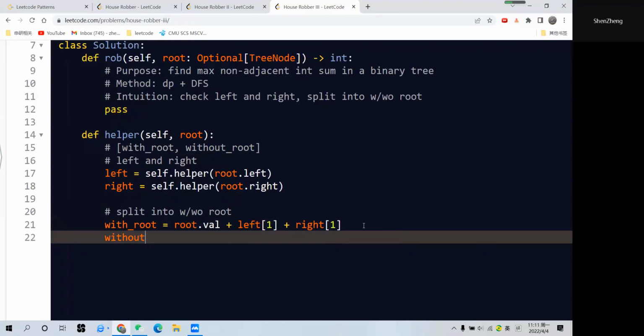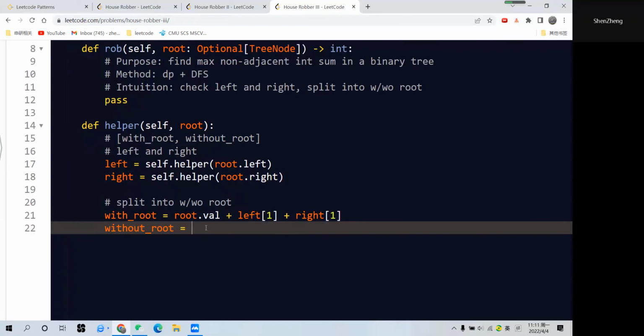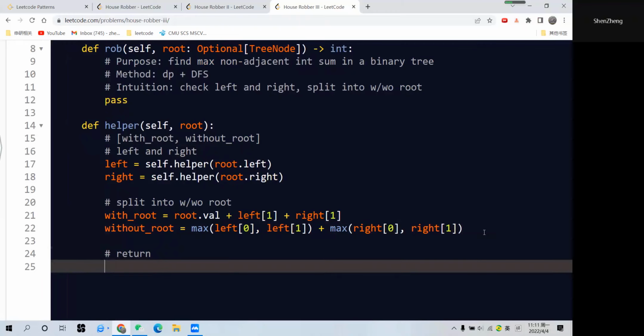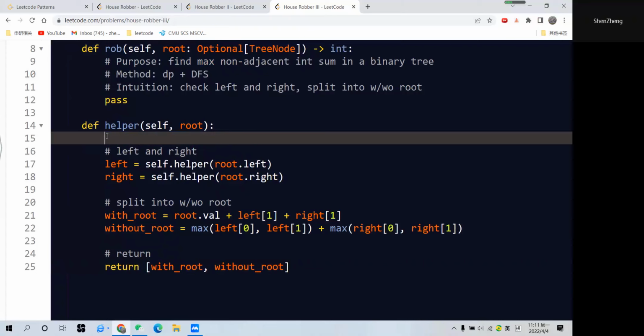And if we choose not to rob that specific root, the selection will be our greater choice. So it will be the maximum between left 0 and left 1, because we can either rob the left node or not, plus the maximum between right 0 and right 1, because we can also either rob right or not. Okay, now we've finished that. The final thing is to return a list containing with root and without root. So just copy paste here. Okay, so no need for this anymore.